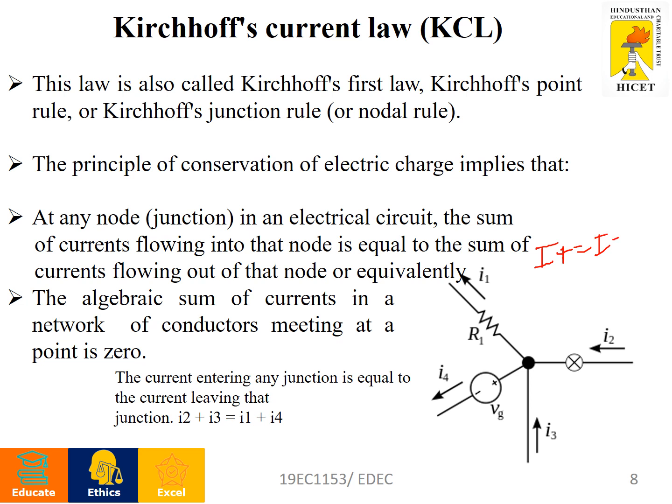Here I plus is the sum of current entering a node. I minus is the sum of current leaving the node. So the current entering any junction is equal to the current leaving the junction.